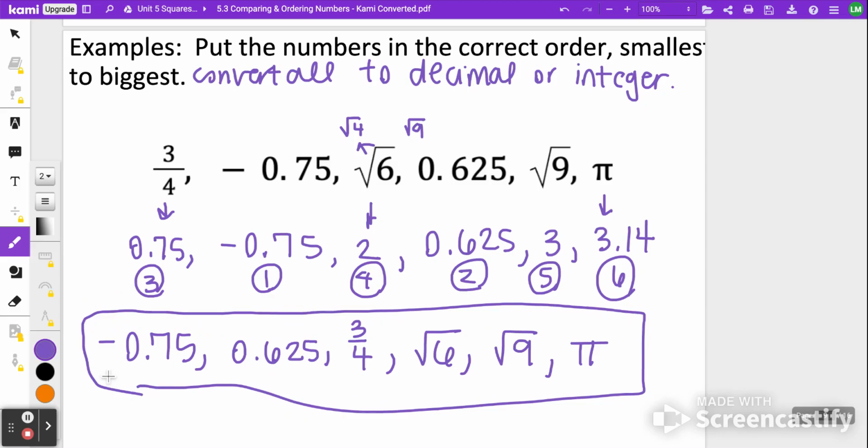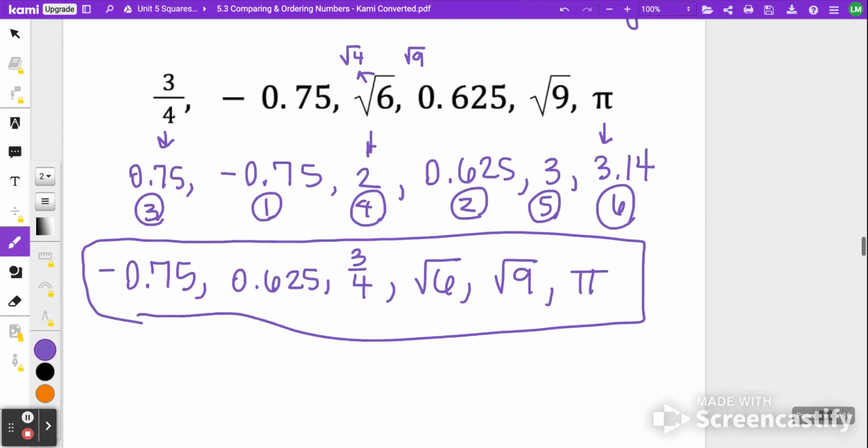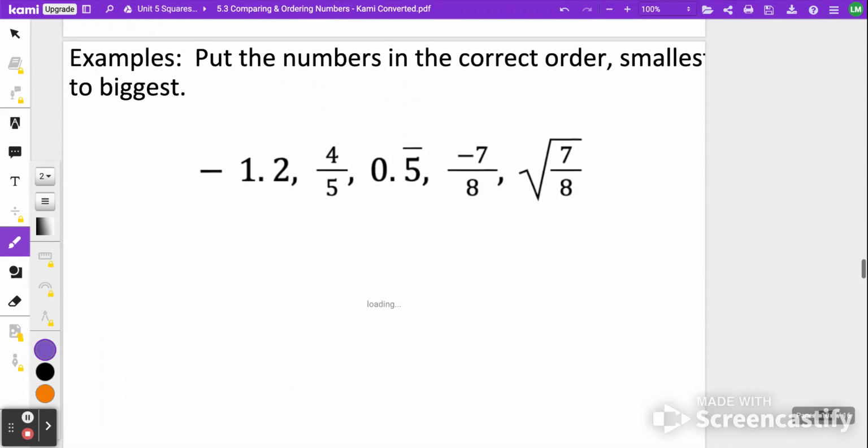At first, this looked kind of crazy because we had different forms, but once we write them all as a decimal or integer forms where we're solving our square roots, it's a little bit easier. Here's the next one I want you to try. Let's go ahead and pause the video here. Try this one on your own, and when you're ready to check it, click play.